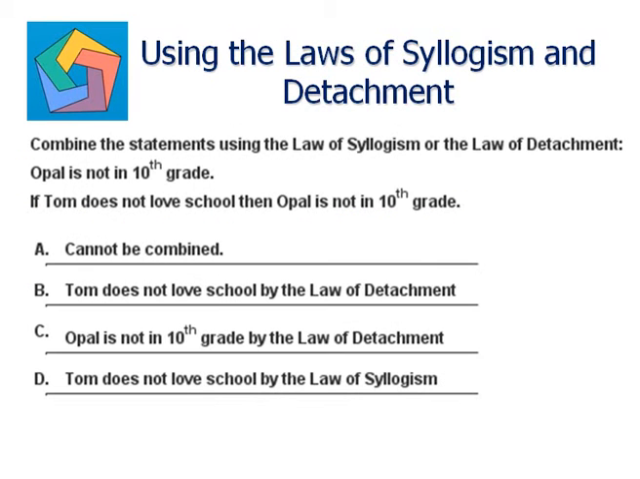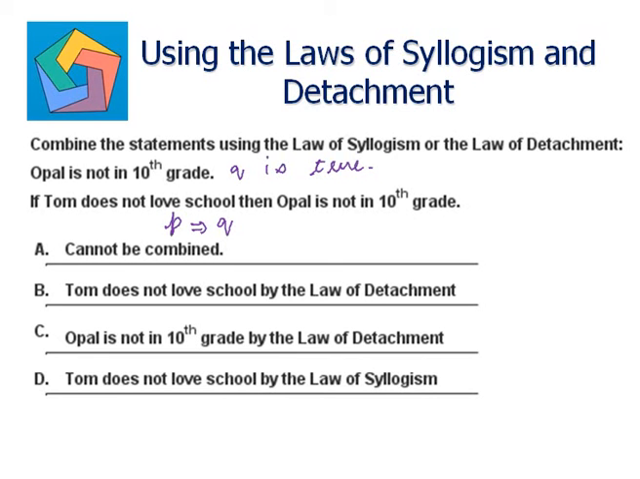Next problem. Combine these statements using the law of syllogism or the law of detachment. Opal is not in 10th grade. If Tom does not love school, then Opal is not in 10th grade. Now here this says P implies Q and Q is true. Here P is not true. When P implies Q and P is true, then by the law of detachment we say Q is true. But here Q is true.